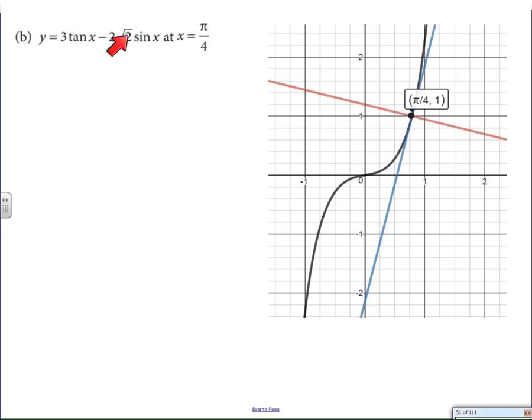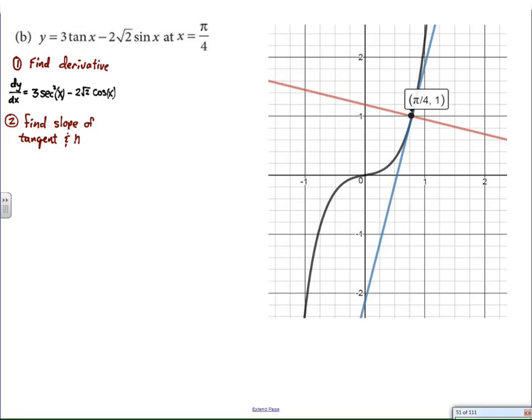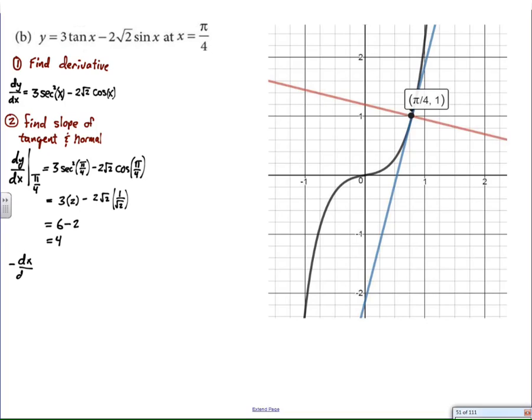This one looks intimidating because it's all trigonometry, but if you have calculators and you're in radian mode, there should be no problem. The first thing we need to do is find the slope function. That's the derivative. Then we need to find the slope at the given value for x, which in this case is pi over 4. So I use my notation, I write in x equals pi over 4, and if I don't know how to do this by hand, I use a calculator, and I get 4. The opposite reciprocal of that is negative 1/4.